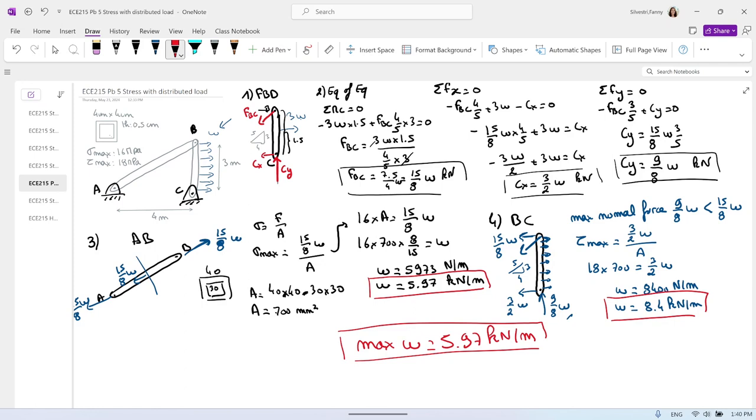So if we are not happy with this W, we can change the section, we can change the materials, maybe we can change also the geometry. There are a lot of parameters that we can play with.